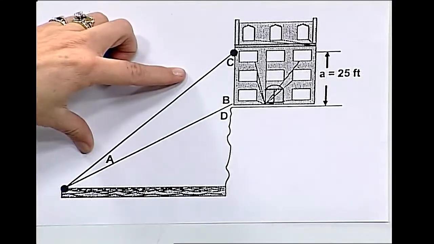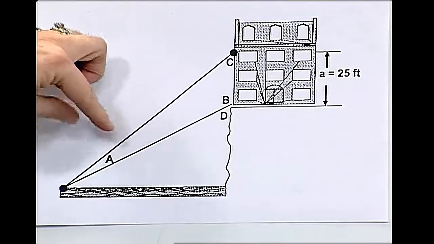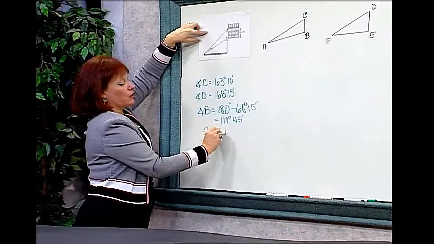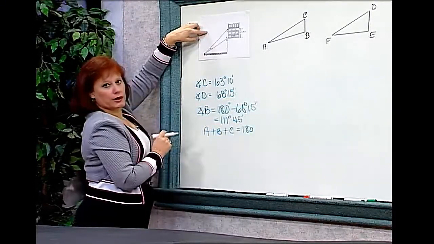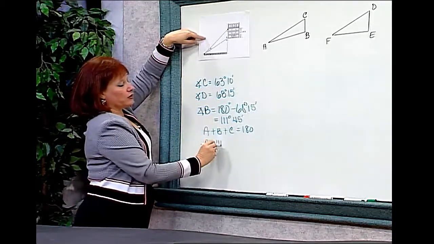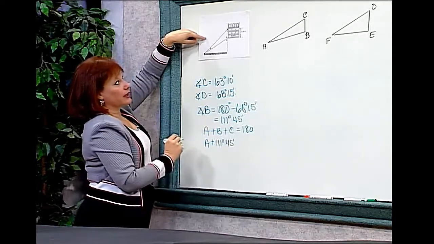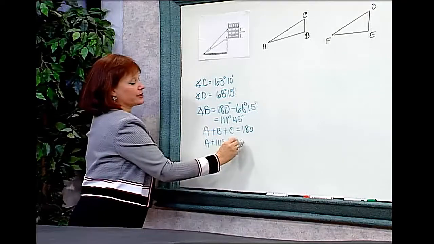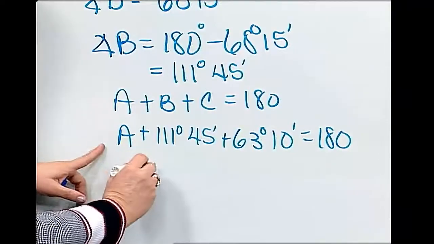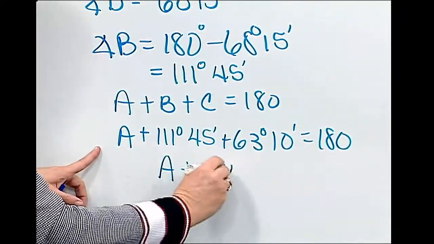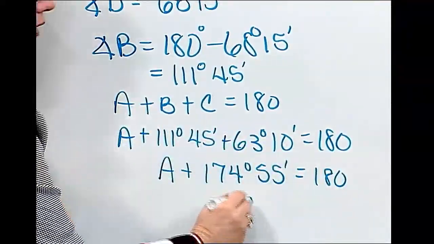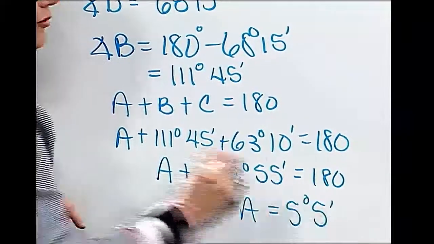In this oblique triangle, since I know two of the angles, I'll be able to find the third angle, because I know that angle A plus angle B plus angle C should total 180 degrees. So I'll have A plus B plus C equaling 180 degrees. I don't know angle A, that's the angle I'm trying to find. Angle B we just found to be 111 degrees and 45 minutes. And finally, angle C we knew was 63 degrees and 10 minutes. When I total these angles, I have angle A plus 174 degrees and 55 minutes equals 180 degrees. And I can find out that angle A is equal to 5 degrees and 5 minutes.